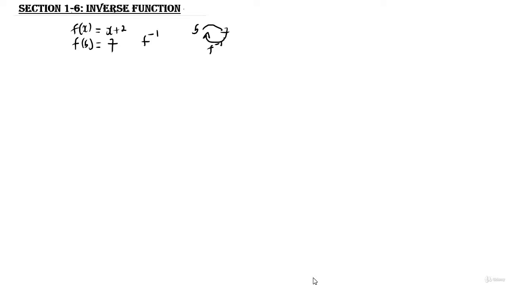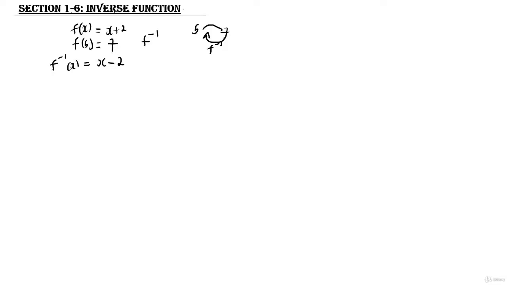So by looking at this, we can say that the inverse function of f of s, which is f raised to the power of minus 1 of s, is going to be equal to s minus 2, because if we plug in 7 in place of s, it's 7 minus 2, which gives us 5. Now as you can see, 7 is giving us 5, and also 5 is giving us 7. So this is the inverse. This is what we know as inverse function.